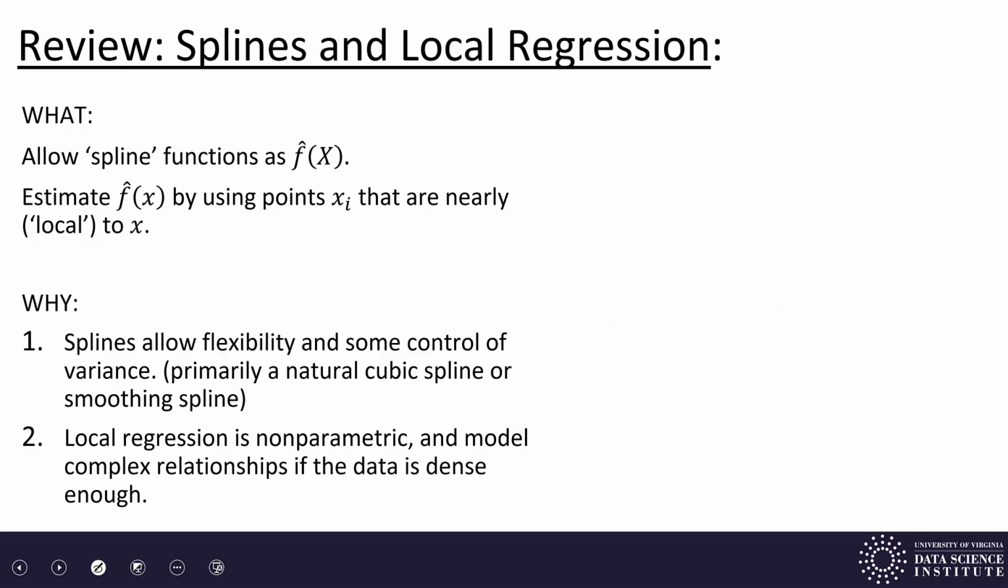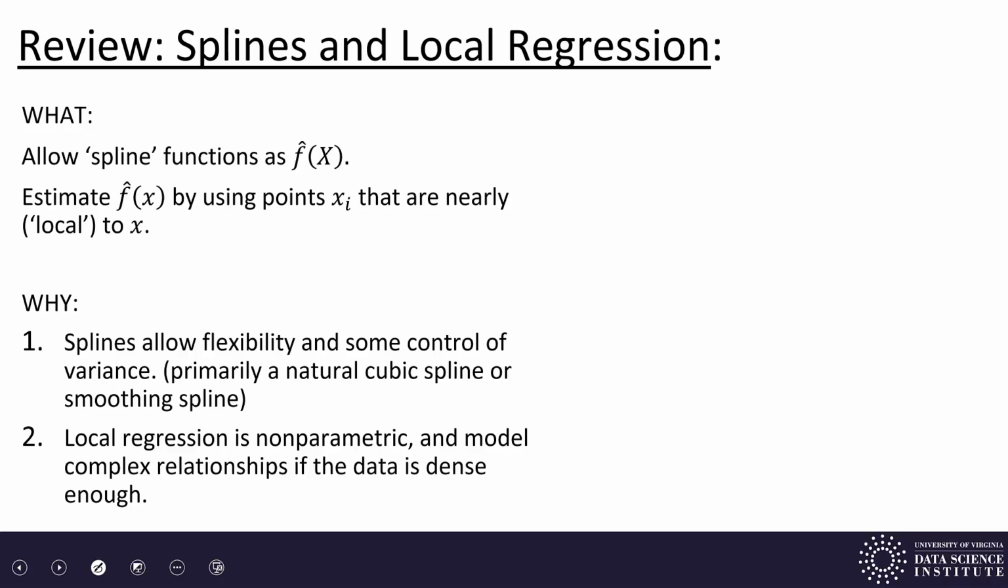Okay, so review of splines and local regression. What are they? Spline regression is where we allow these spline functions as f hat. Local regression is where we estimate f hat using points that are local to our input. Why do we do this? Splines allow flexibility, but they also allow a fair amount of control on the variance, particularly the natural spline. And so primarily, as a first recommendation, as with anything, test a bunch of things, but a good start would be using a natural cubic spline or a smoothing spline in your nonlinear regression.